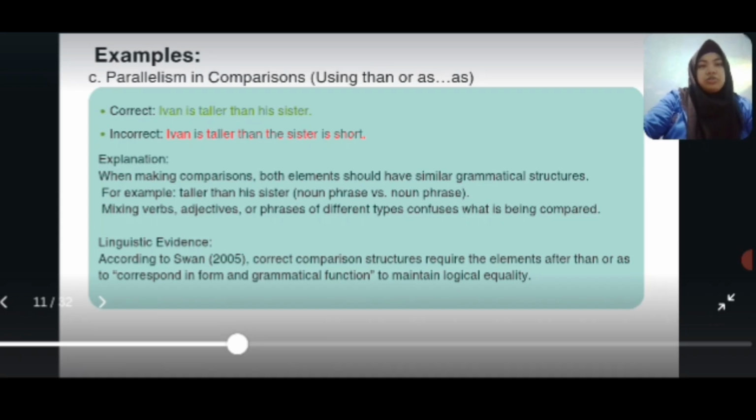According to Swan 2005, correct comparison structure requires the elements after than or as to correspond in form and grammatical function to maintain logical equality.